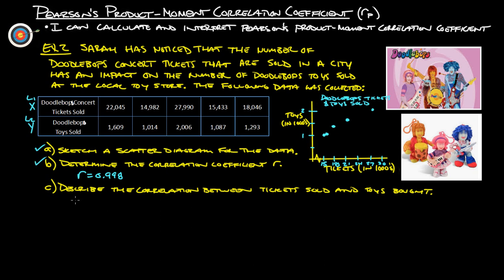And then the last thing is determine the correlation between tickets sold and toys bought. Okay, first off, it's positive. And this looks fairly linear, positive, linear. And then this 0.99 is definitely strong. Actually, the book would call it very strong, so maybe let's put very strong. I think you'll probably be fine with just putting strong, but that was from that chart that we had on earlier.